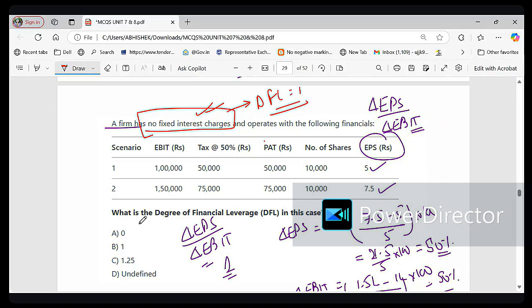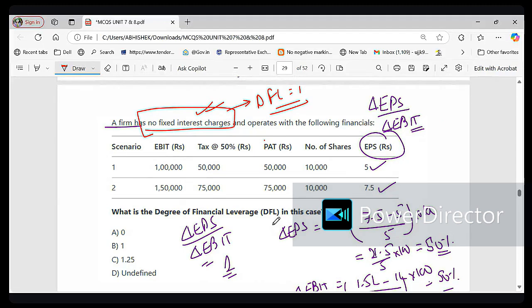Remember it? I hope the meaning of DFL equal to 1 is clear. Please type clear in the chat box if it is clear. No need to calculate anything, right? If you see these words written, no fixed interest charge, it simply means DFL is equal to 1, right? Please let me know if it is clear or not.